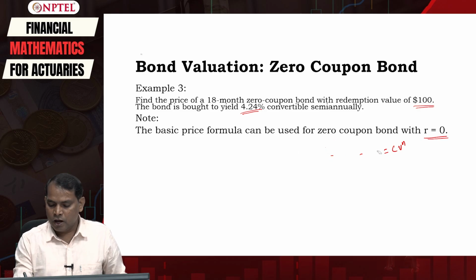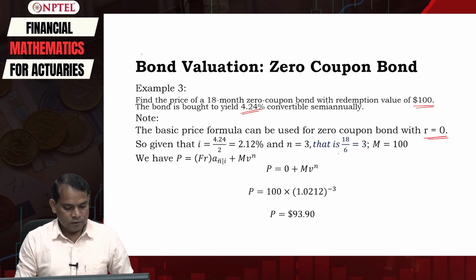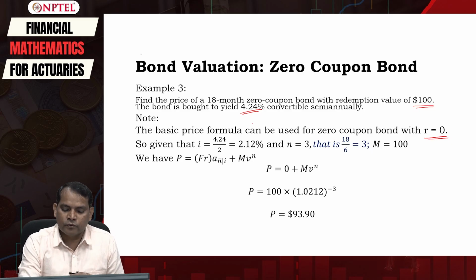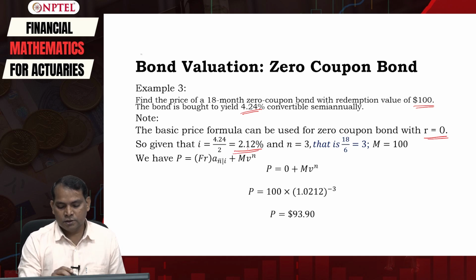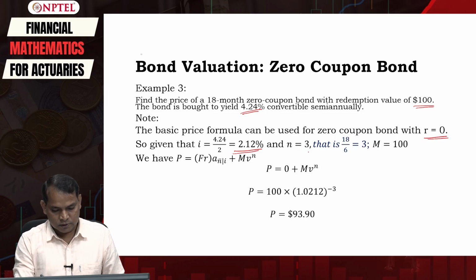So we have now, given that the yield rate is 4.24%, convertible semi-annually, we have to divide this value by 2 to use it in the formula. So we will have i is equal to 2.12%, and n is equal to 3. Since it is an 18-month zero coupon bond, we will have 18 divided by 6, we will have 3.